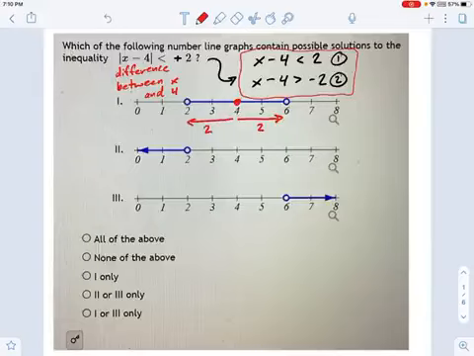So there's 3 methods. I like the one where you just plug in numbers and check them. The graphical one appeals to me too, but if you like, you can try the algebra method where you create 2 inequalities out of your absolute value inequality.